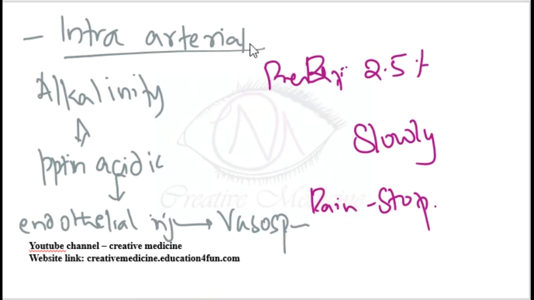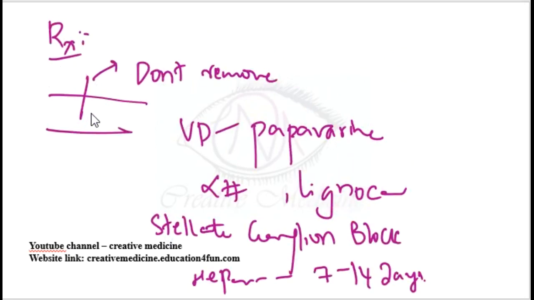If the thiopentone sodium is given as an intra-arterial injection, since it has alkaline pH, it will precipitate in acidic pH, resulting in endothelial injury, which results in vasospasm. For prevention of this, do not inject in the antecubital fossa, and use a 2.5% solution. Inject slowly, and if there is pain, you will have to stop the injection. Treatment of this is, first, we should not remove the cannula or needle. Vasodilators like papaverine, alpha blockers and lignocaine are given. Stellate ganglion block or brachial plexus block can be used. Heparin can be given for 7 to 14 days.